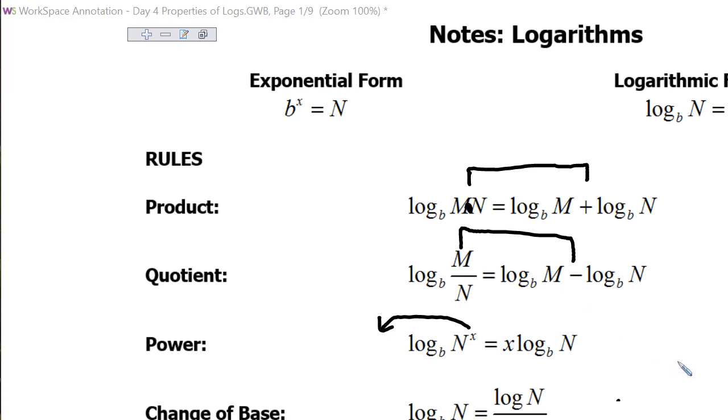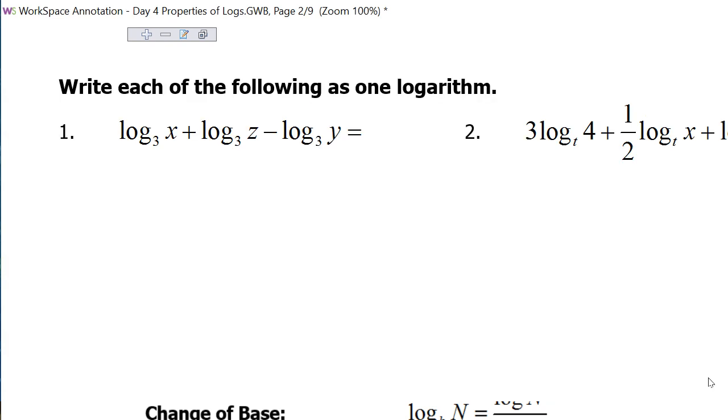Okay, so now we're going to utilize those properties. For problems 1 and 2, it says to write each of the following as one logarithm. Now, when you're writing these as one log, go from left to right. So I'm going to start by combining the first two logs together. So if you have addition, what operation do you change to? Multiplication. So keep the base the same. So this would still be log base 3. And I need to multiply x and z. And when I multiply x and z, that would be xz.